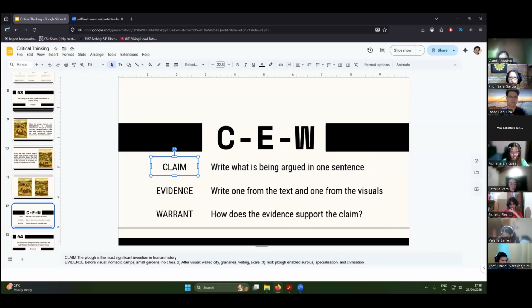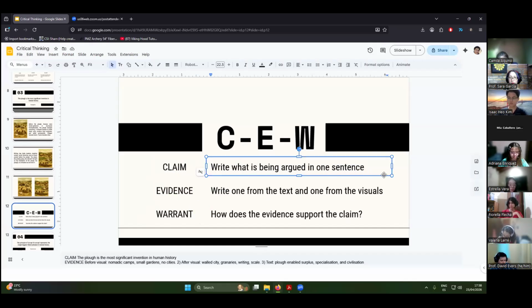So there is a claim, there is an evidence, and there is a warrant. And in order to better identify those, we have some guidance here. For the claim, write what is being argued, what is being asserted, what is being presented as true, and try to do that in one sentence.